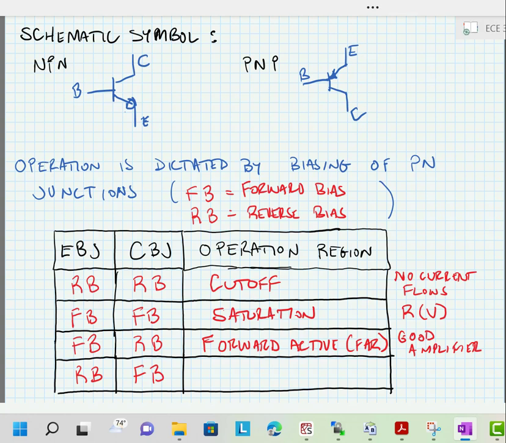Finally, we can operate with the emitter base junction reverse biased and the collector to base junction forward biased. This is the reverse active region. And this would be a bad amplifier. Reverse active isn't commonly used. Effectively, what we're doing is using the collector as the emitter and the emitter as the collector in this region of operation. And we don't like to do this because the collector hasn't been doped as heavily as the emitter. The transistor doesn't perform as well in the reverse direction, although it will still perform as a transistor in that direction.